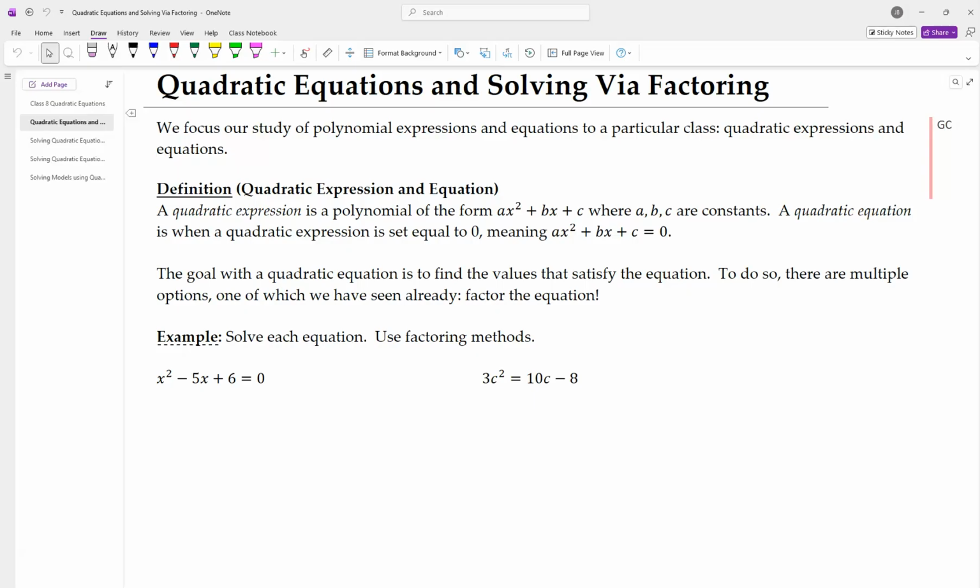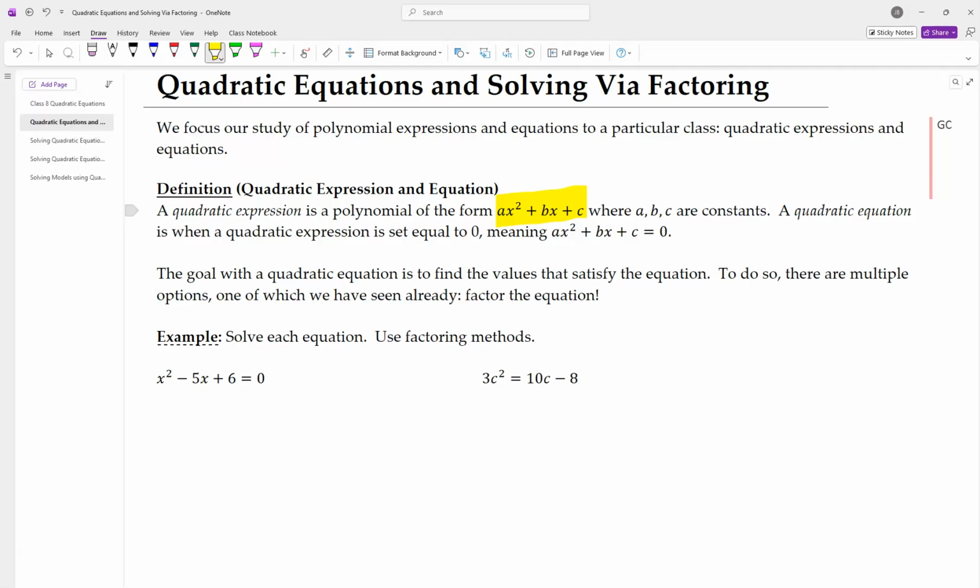using factoring methods. When we talk about a quadratic expression, an expression is something that doesn't have an equal sign, right? There's no other side of the equation. It's just something where we have ax squared plus bx plus c, okay? And a, b, and c just function as constants. So we're going to see numbers there, right? And it could be that some of them are 1, and that is going to be okay.